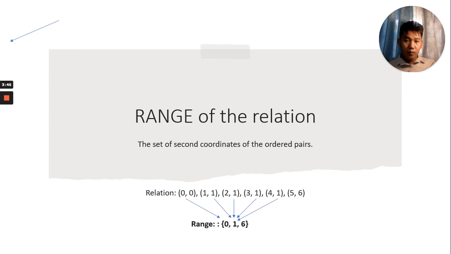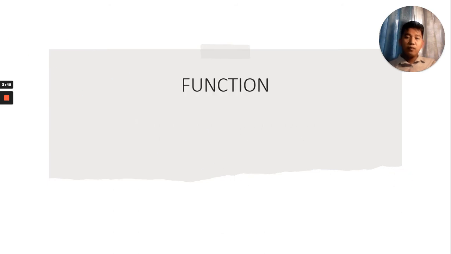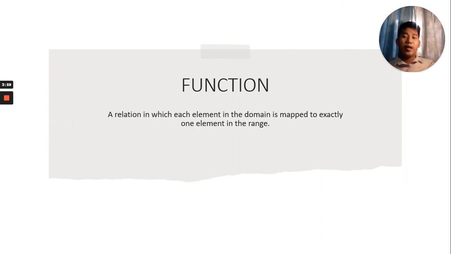Proceed. Now, if a relation is any set of ordered pairs, a function is a relation with a specific condition, wherein each element in the domain is mapped to exactly one element in the range. This is the condition for a relation to become a function: each element of the domain, or the set of all abscissas, is mapped to exactly one element in the range.